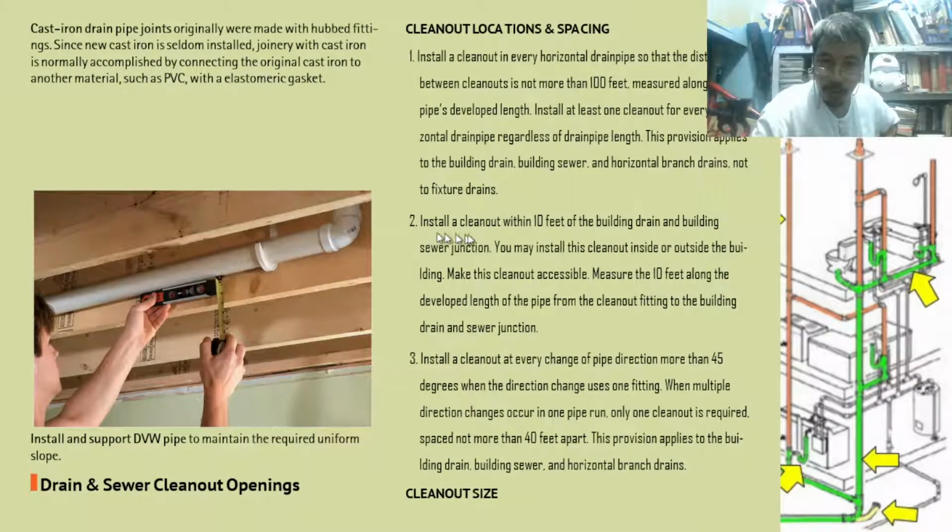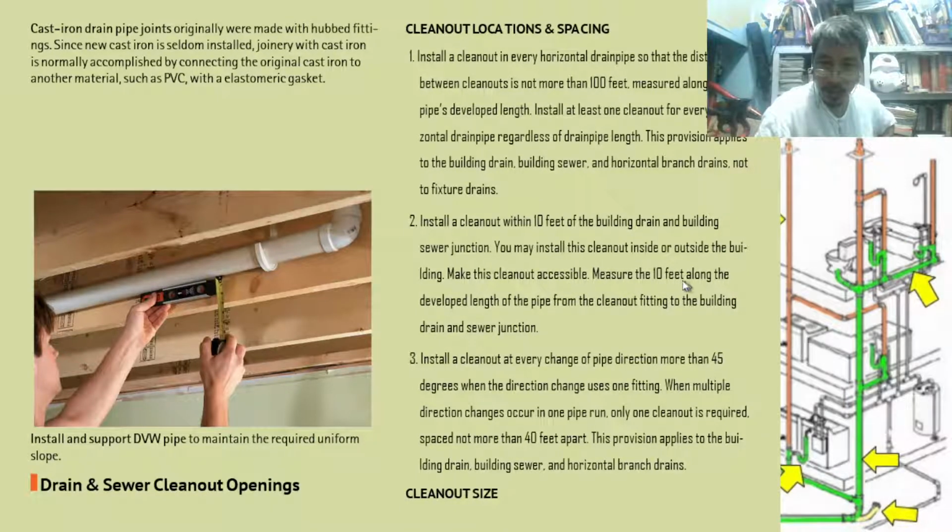Number 2, install a clean out within 10 feet of the building drain and the building sewer junction. So as immediately as you can see the junction, use clean out within 10 feet. 10 feet is 3 meters. Okay, you have to use clean out within 3 meters of the building drain and building sewer. You may install this clean out inside or outside the building. Make this clean out accessible.